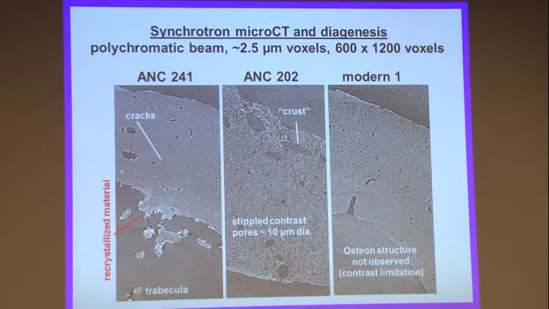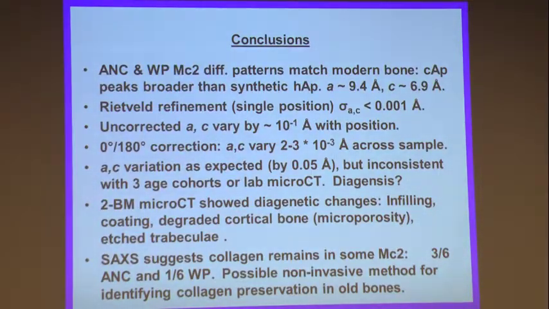Now, I mentioned that diagenesis has changed the bones, that is, changes while they're in the ground. Here we see cracks within the bone in one sample. Here we see a crust of white material. By the way, none of these show any other phases other than hydroxyapatite. So this is recrystallized dense hydroxyapatite that's formed. We see microporosity in the stippled contrast, and then this is the modern sample. Because this was done with white beam, we can't really see the remodeled osteons, but this reference shows us that, yes, indeed, the archaeological samples have undergone profound changes.